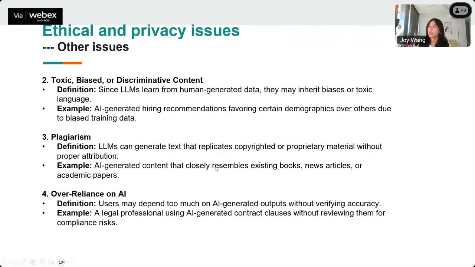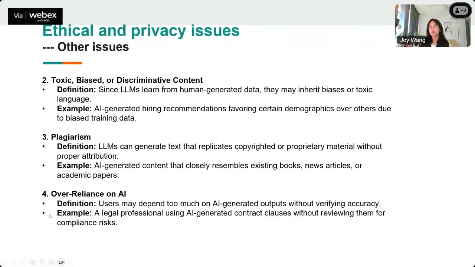Large language models can also bring other ethical and privacy issues, for example toxic, biased, and discriminative content. Since large language models learn from human generated data, they may inherit bias or toxic language. One example is AI generated hiring recommendations that favor certain demographics over others due to biased training data. Let's think about this scenario: if your mortgage application was rejected, you may want to ask why. But if the AI makes decisions that inherit the bias from the training data, that may not be fair to the demographics that are not represented in the training data.